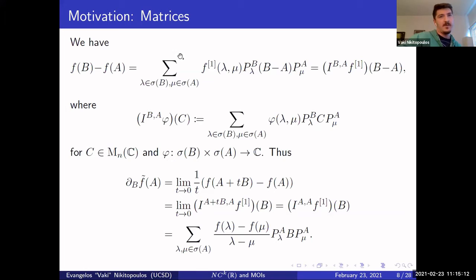But first I will summarize what we've just seen and then tell you also the formula that you get if you repeat this for higher directional derivatives. Are there any questions before that?